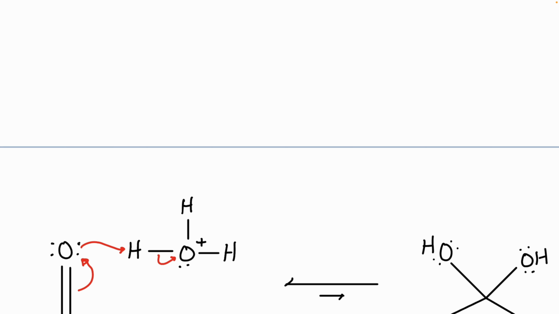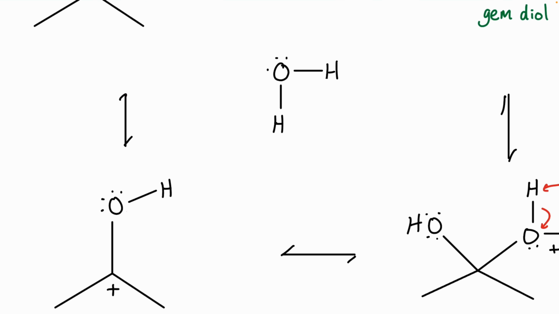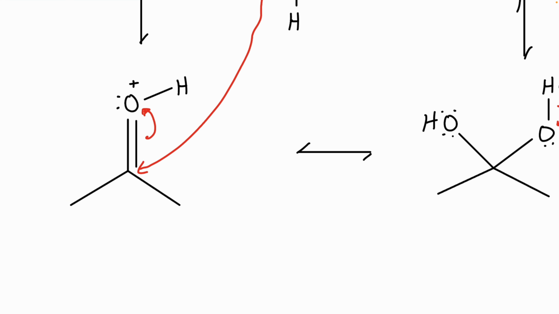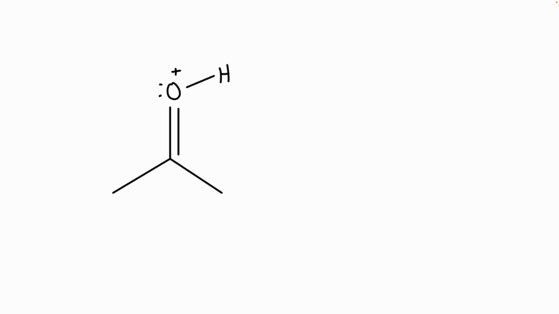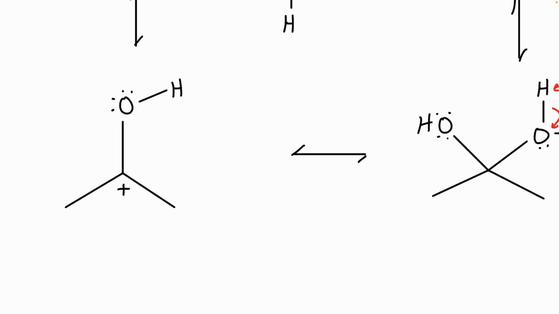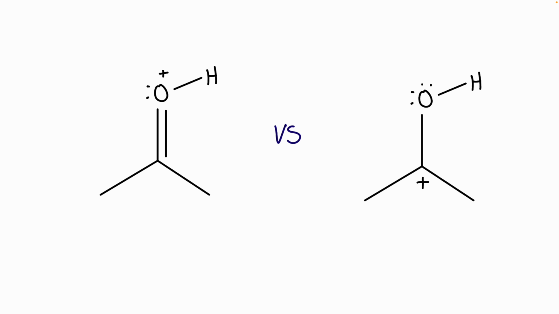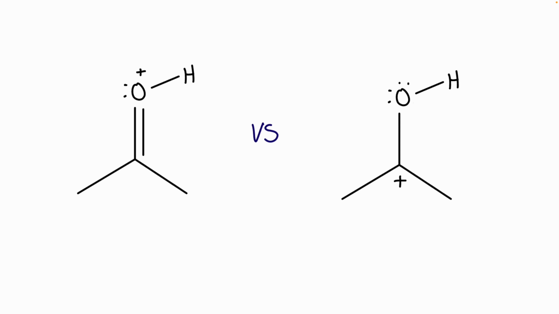All right, so let's think of why that is for a second. What we're gonna do is we're gonna compare these two intermediates side by side. So I'm gonna take this one here, where the positive charge is on the oxygen, and I'm gonna compare it to this one here, where the positive charge is on the carbon. And I'm telling you that the one on the left here is better than the one on the right. Why is that?